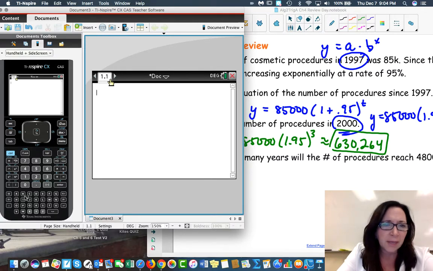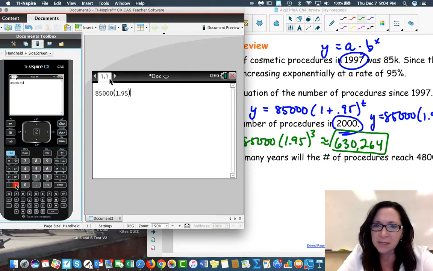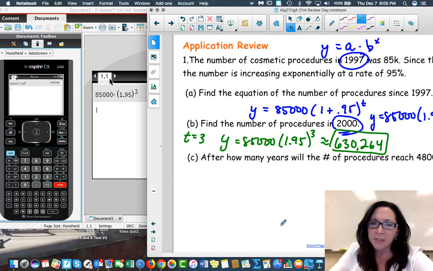This is going to be 85,000 times 1.95, close the parentheses, to the third power. So you're going to use this little arrow up, to the third power, and then enter. So we have 630,264.